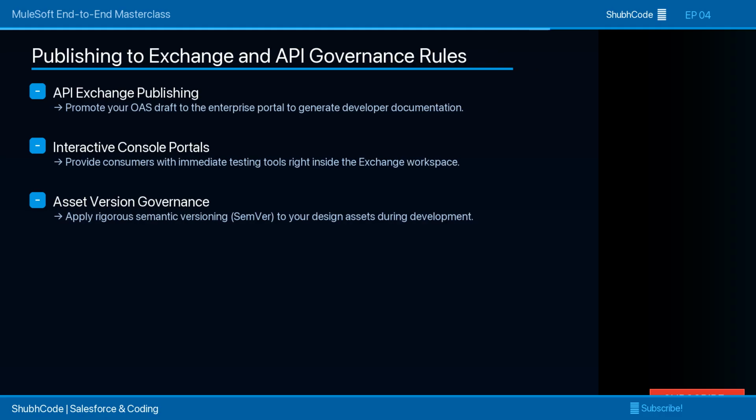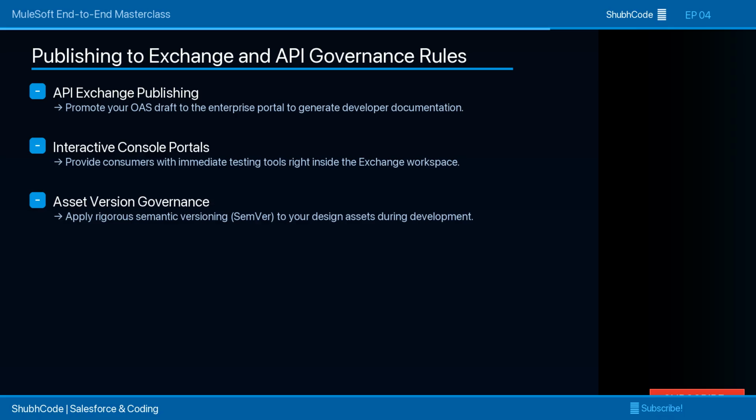Once your OAS contract is designed, reviewed, and tested, it is time to publish it to Anypoint Exchange, which serves as your enterprise API catalog. During the publishing phase, Anypoint platform parses your OAS file, validates it against the OpenAPI specifications, and compiles interactive API portals. In the background, Exchange generates a public API portal where consumers can view the interactive documentation, download the raw spec, and test endpoints using the integrated API console.